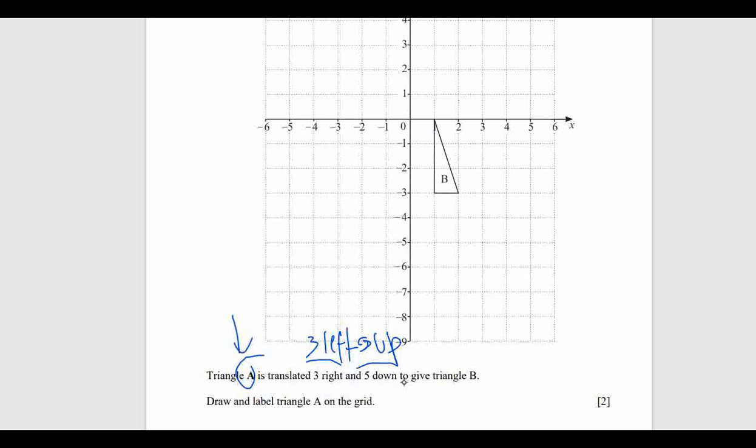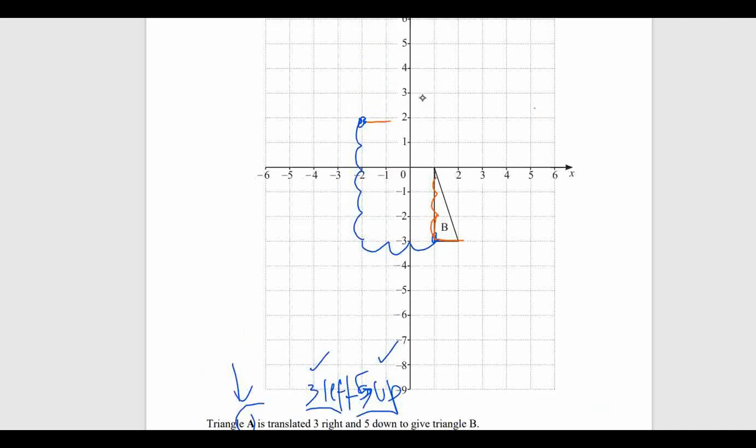So from here we move 3 left first, 3 left. Horizontally 1, 2, 3. Continue by 5 up. 5 up is 1, 2, 3, 4, 5. So now this is the point in triangle A. Since the shape is like this, we also draw this one. And going up 1, 2, 3. So we also draw going up 1, 2, 3 to get the line here.